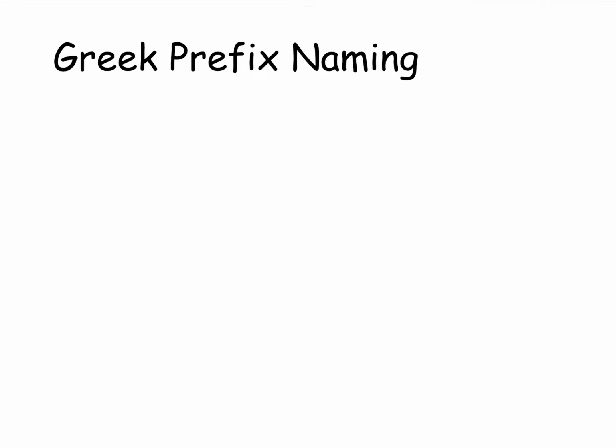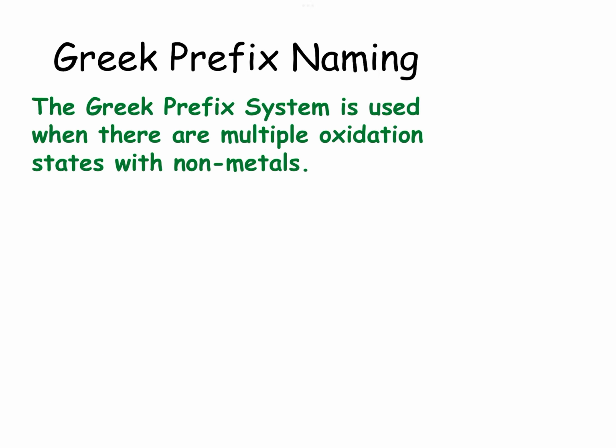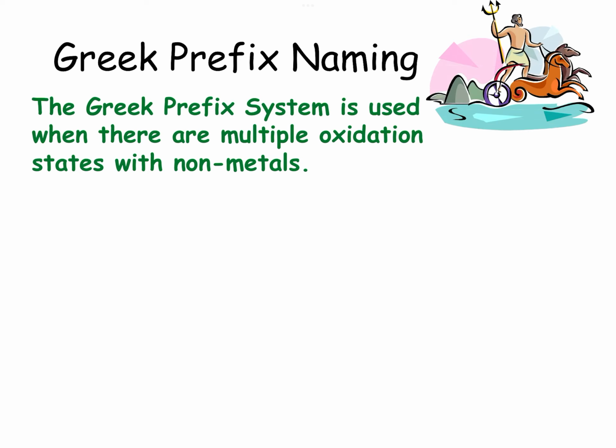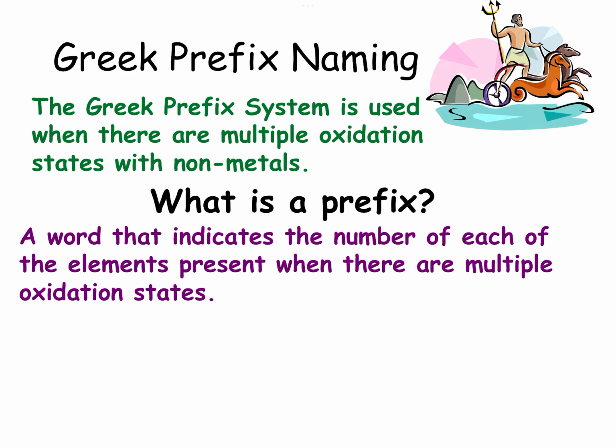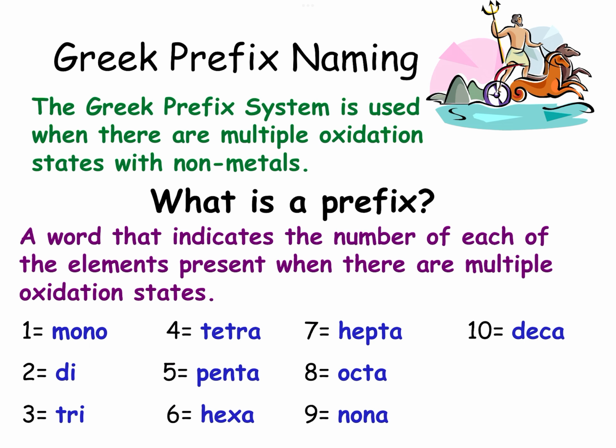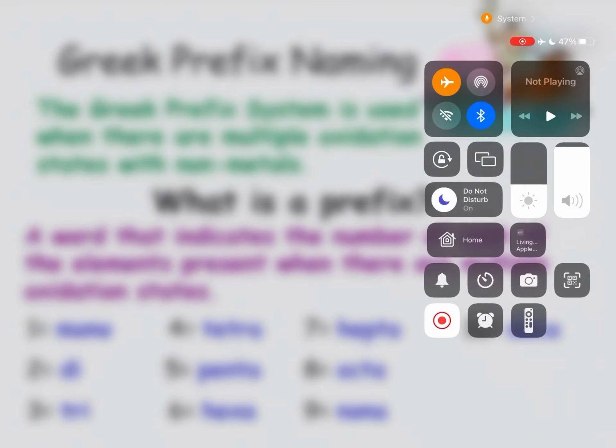All right, so we have the Greek prefix naming system, which is slightly antiquated, but it is used with multiple oxidation states with nonmetals. So we're looking for multiple oxidation states with the nonmetals. The prefixes, as we talked about with hydrates, are the words that indicate the number of each of the elements, and they are the same ones from when we did the hydrates.